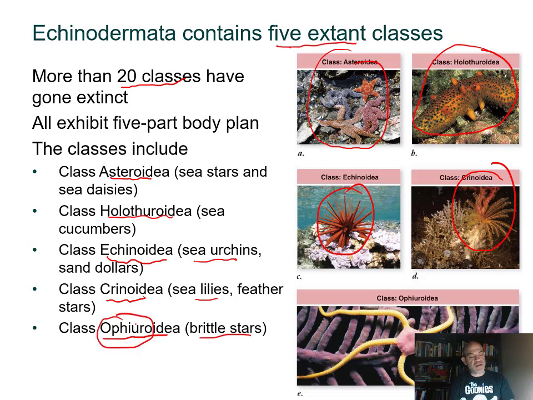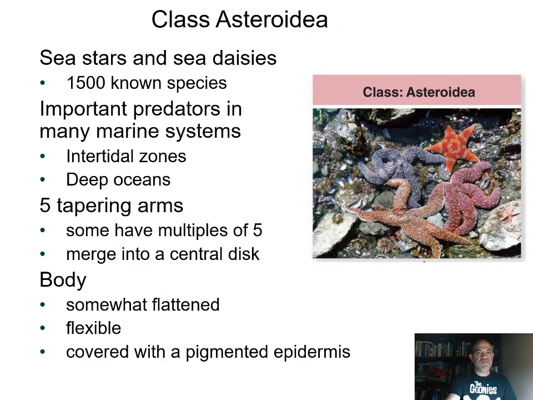Ophio means snake, of Greek origin. And they don't have tube feet for locomotion. Instead, they wiggle their arms around, and the arms look like a snake-like movement.